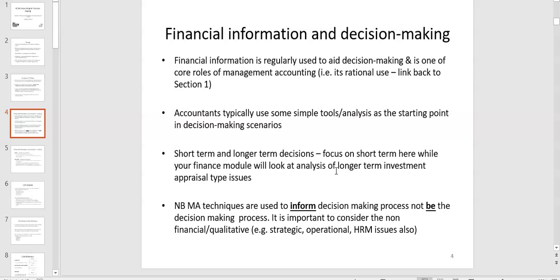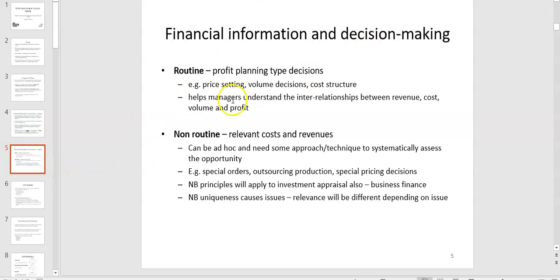And remember that thing we looked at the end of week 1, the fact that accounting is just one window into an organization. You have to look at the strategic, operational, marketing, and human resource management issues as well. So there is financial, but there's also non-financial to consider. In this week's recording, we're going to look at routine decision making.